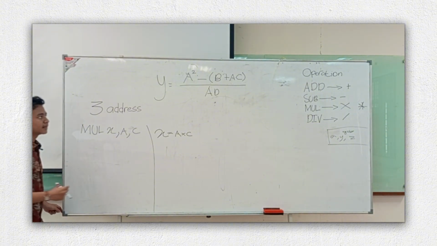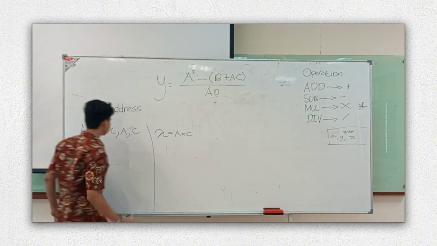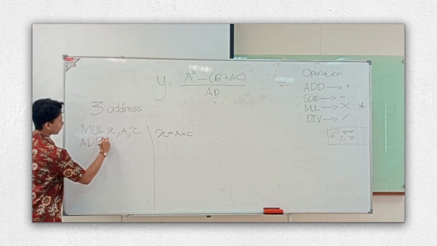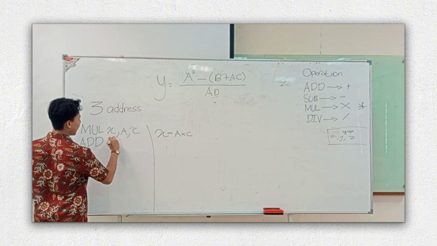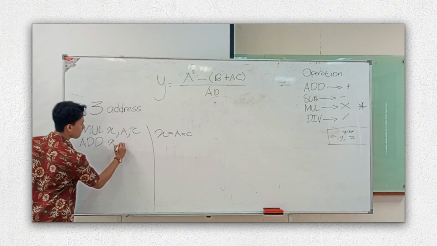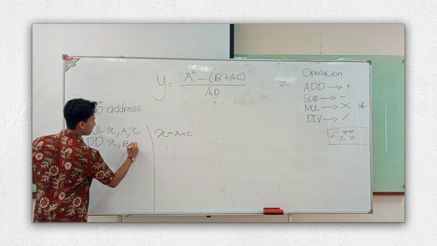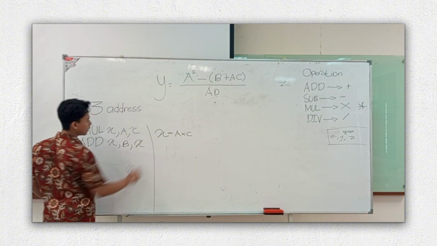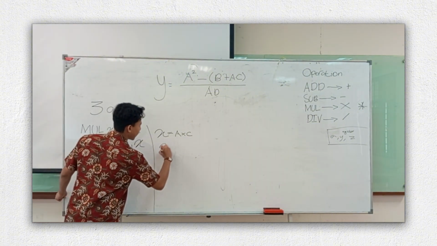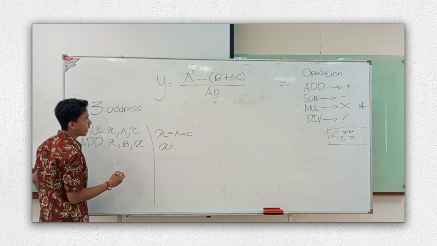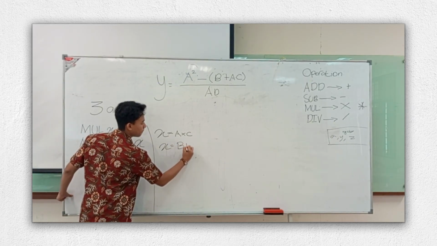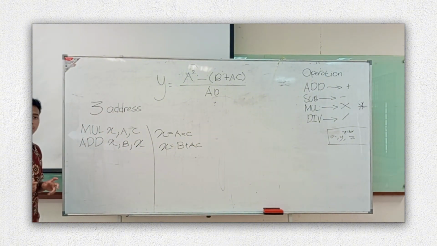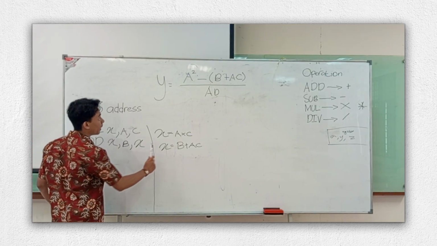Next, let's continue by adding the B. So add X, we store in the same register, B plus X, in which this X is A times C. So here we can see that X has already been updated and it has B plus A times C. So for now, we have done the first part for the bracket.